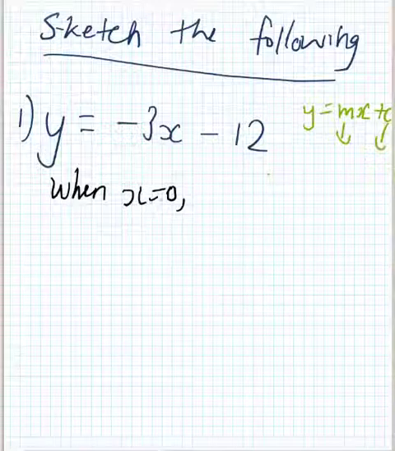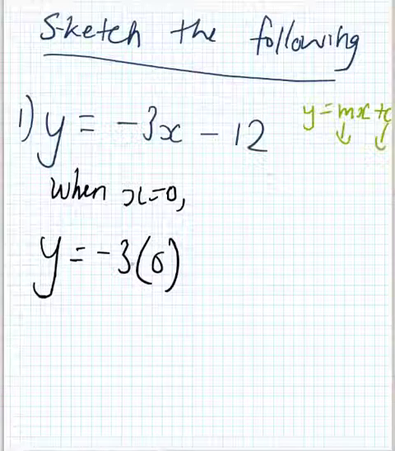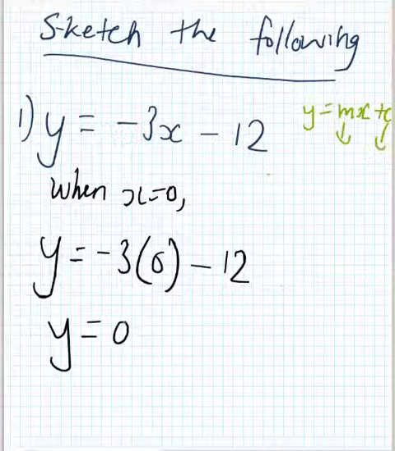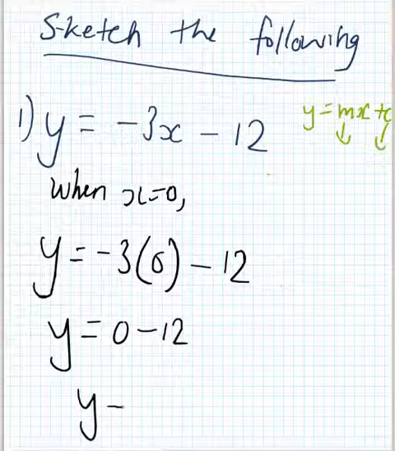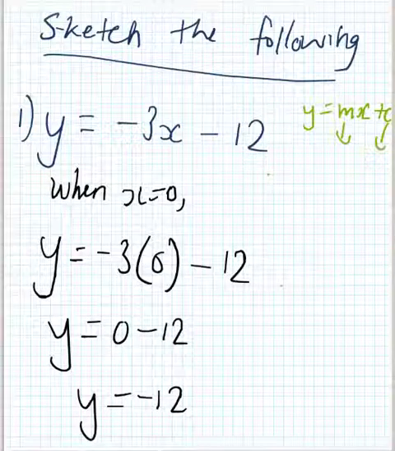So when x is 0, we put x equals 0 into the equation. We have y equals -3 times 0, x is now 0, and we know there's a times there, -12. -3 times 0 is just 0, so we have 0 minus 12, so y will equal -12. That's why c is always the y-intercept, because whenever x is 0, you're left with whatever you have here. Now that is the first point we have found.